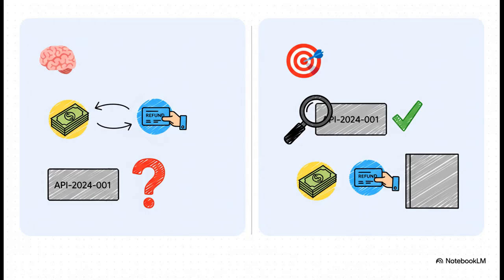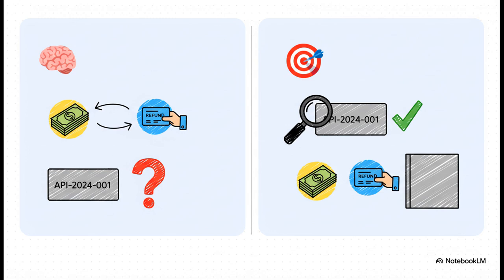And this lays out the problem perfectly. On one side, you've got semantic search. It's the smart one. It knows if you ask for money back, you're probably looking for the document about refunds. But ask it for a specific ID like API 2024-001, and it might just scratch its head.